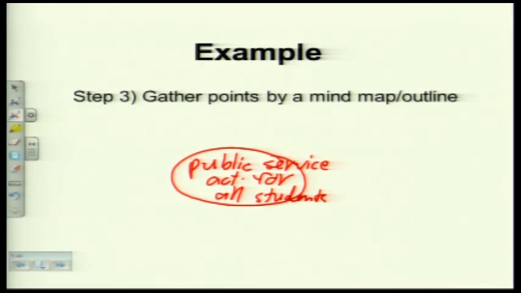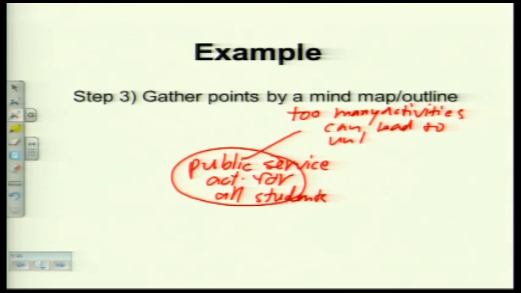Some reasons as to why I don't think that's a good idea include, for example, too many activities can lead to unbalanced education. Because the purpose of this is for students to have a balanced education, but too many activities required of them might lead to the negative side of that. So that's one point.